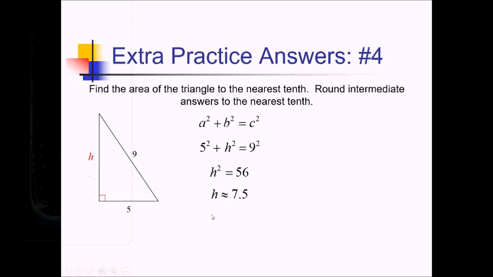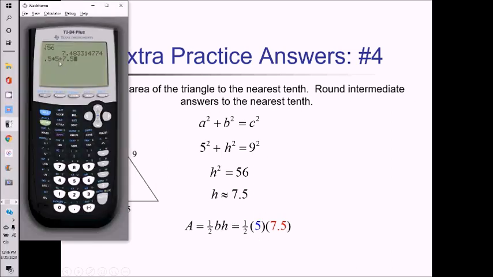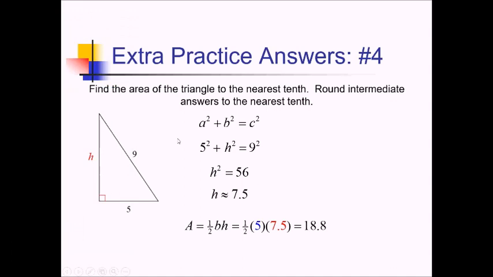So now we've got area equals 1/2 base times height in general. The base we said was this 5 down here. For the height, that's this 7.5 that we just found. And let me multiply that out on the calculator. So we've got 0.5 times 5 times 7.5, giving me, if I round that off, 18.8.